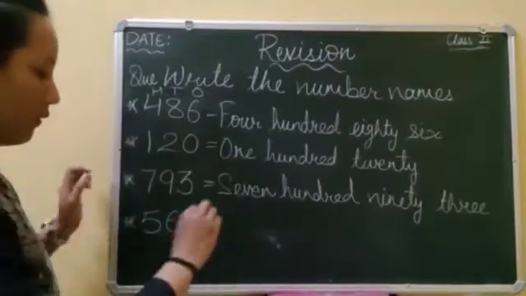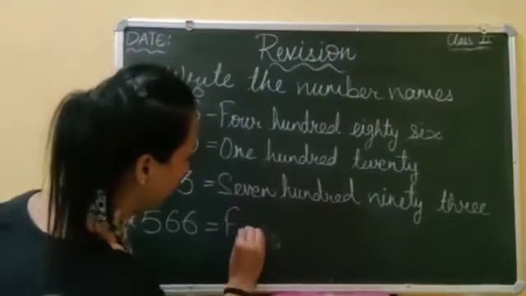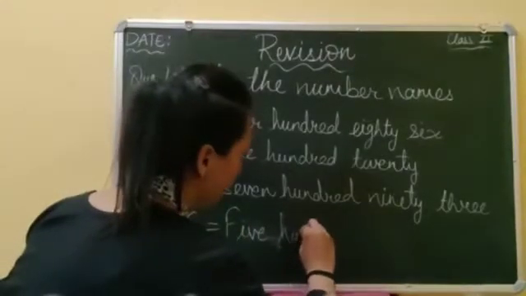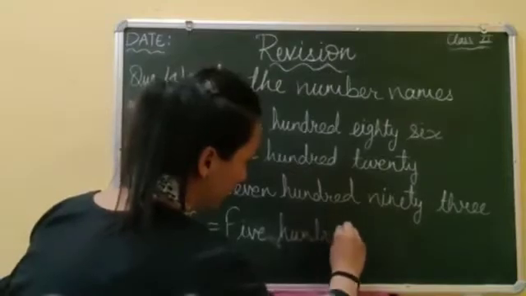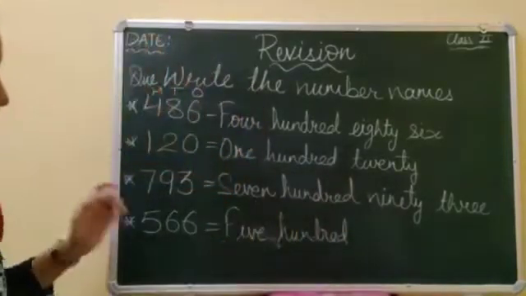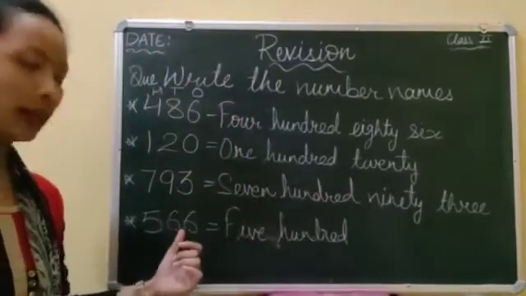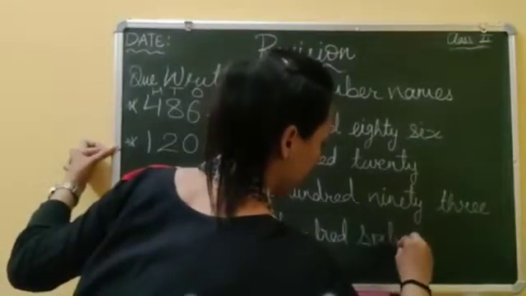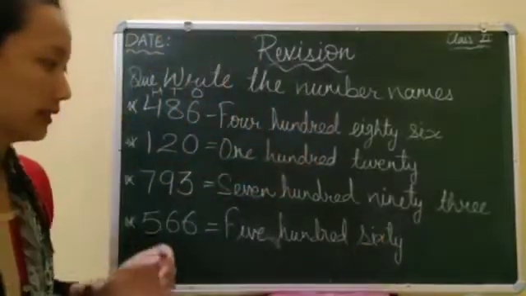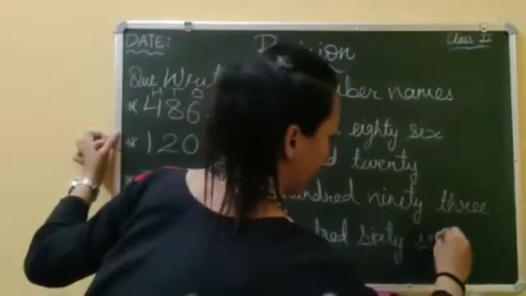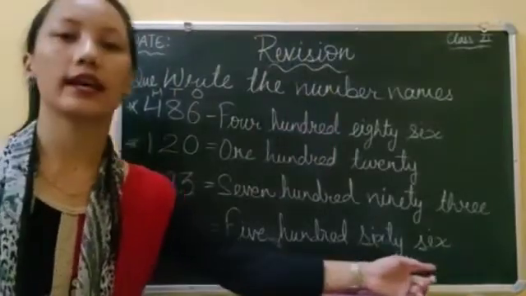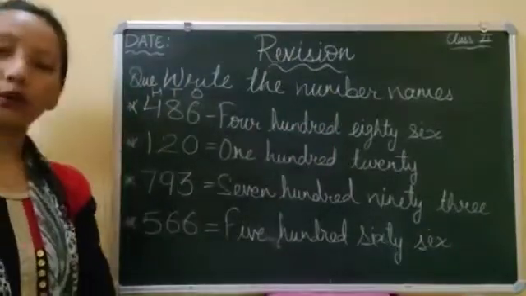566, 500, F-I-V-E, 500, H-U-N-D-R-E-D, 100, 566, 66, S-I-X, 6, 566. Okay students?